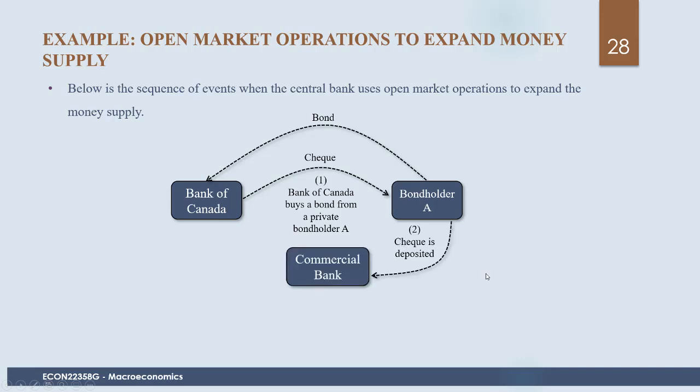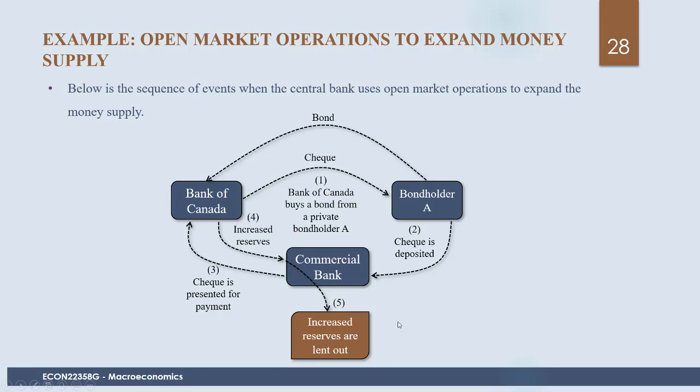The bondholder is going to go to their commercial bank and deposit the check. The check is going to be presented for payment to the Bank of Canada, and in return, the Bank of Canada is going to honor the check. So now the commercial bank will have increased reserves. If the increased reserves are lent out, that's going to increase the money supply. So it's a simple process. And the sale of a bond would just be everything in reverse.